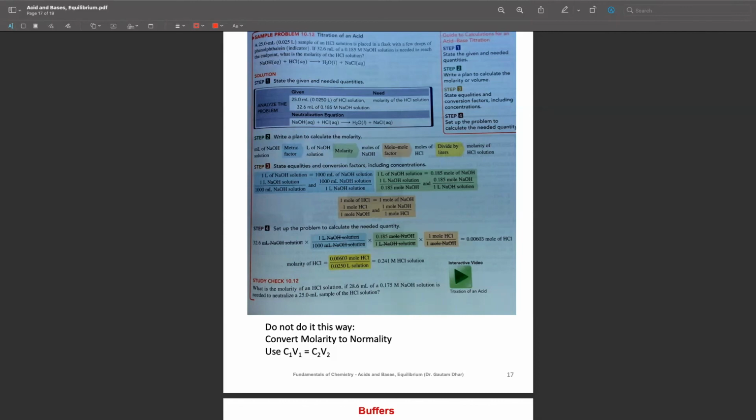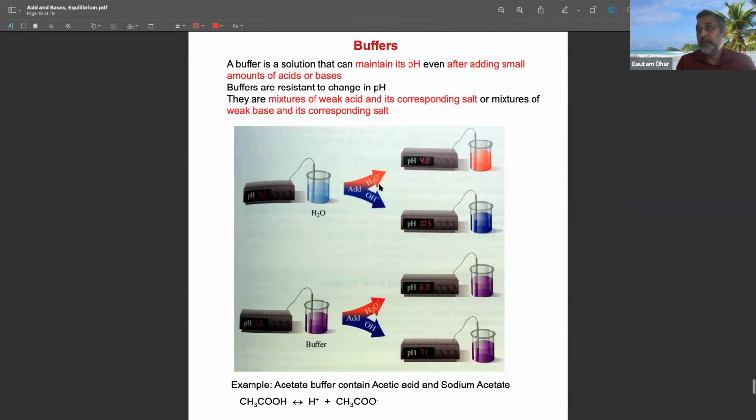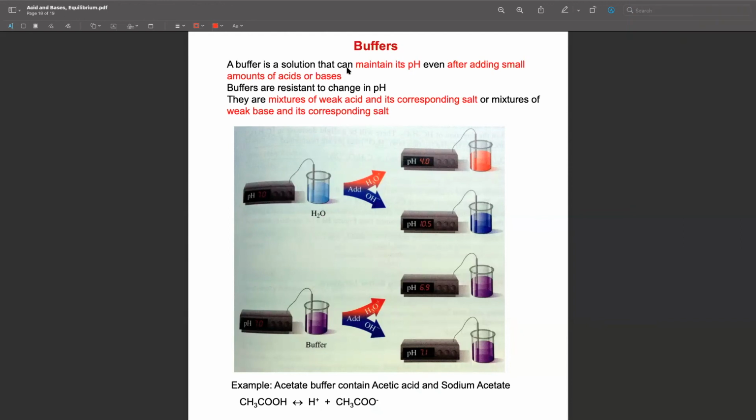Now, buffers, very, very important. Those of you who want to work in biochemistry or microbiology, you live with buffers, okay? Your experiments cannot be done, your cells cannot survive without a buffer. So what is a buffer? The buffer is a solution that can maintain its pH even after adding small amounts of acid or base. They're resistant to change in pH.